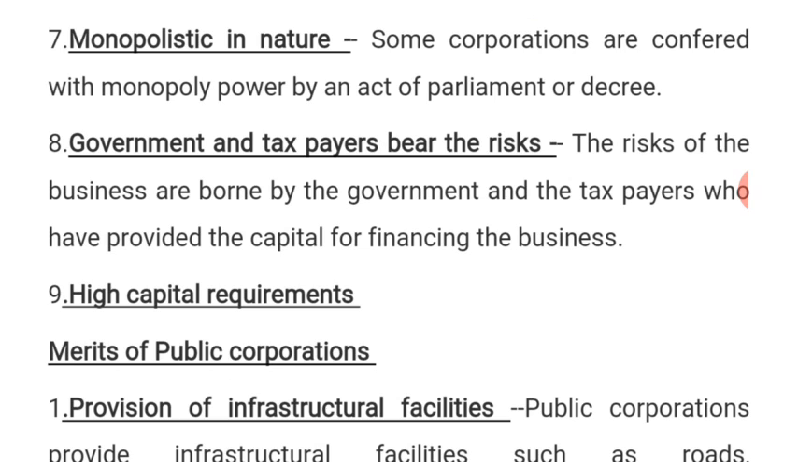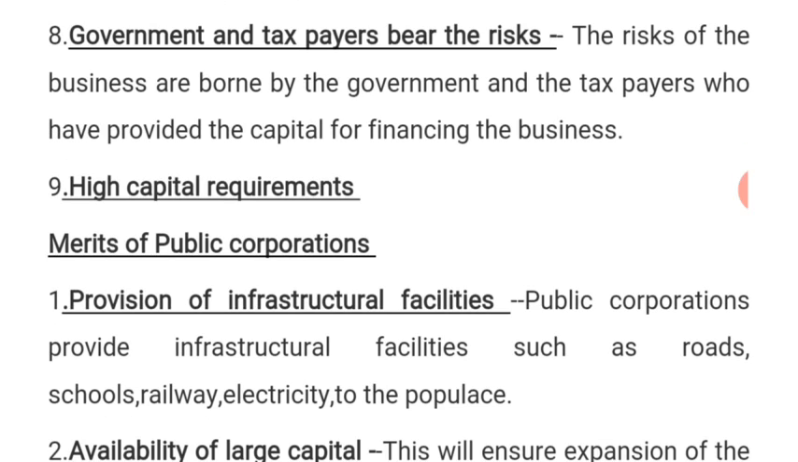So number 8, government and taxpayers bear this risk. The risks of the business are borne by the government and the taxpayers who have provided the capital for financing the business. So meaning that it is government and those that are paying tax that will bear the burden, unlike all other businesses we have discussed. For example, in sole proprietorship, the risk or burden is borne by the sole proprietor. The risk of partnership is borne by the partners. But as far as public corporations are concerned, the risks are borne by the government and the taxpayers. The high capital involvement requirement means that it requires a huge amount of money before public corporations could be established.